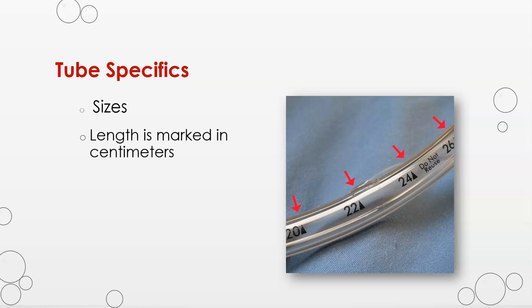The size of the tube needs to be documented upon insertion. The internal diameter of the tube is documented in millimeters. So if a patient had a size 7 tube inserted, it is 7 millimeters in diameter.